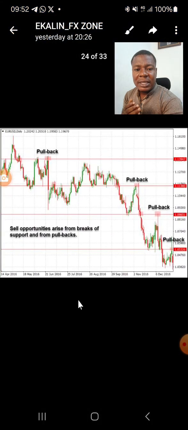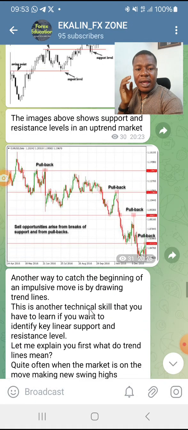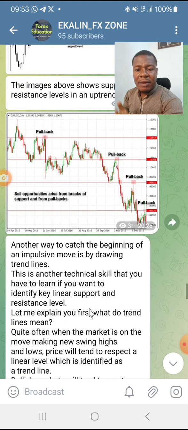Okay, so this is a typical example. This was an impulsive move down, this was a retracement. So you sell from this end, you wait for price to break through the support here, and then when it retraces back to the support as resistance here, you sell from that end. So that is how to trade a downtrend market.